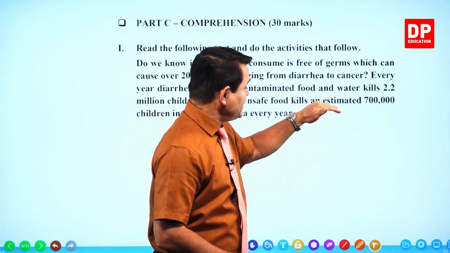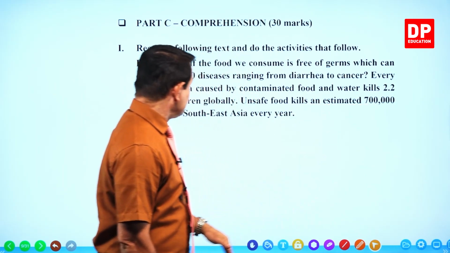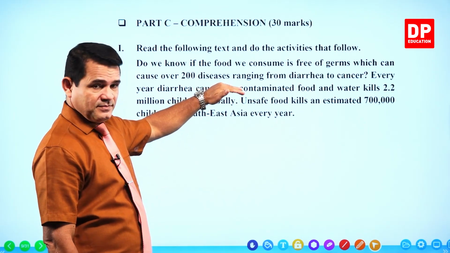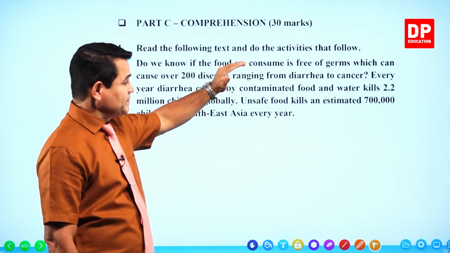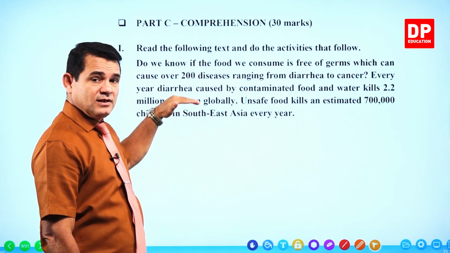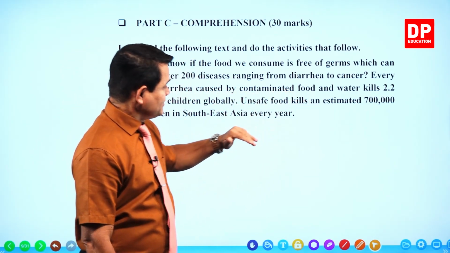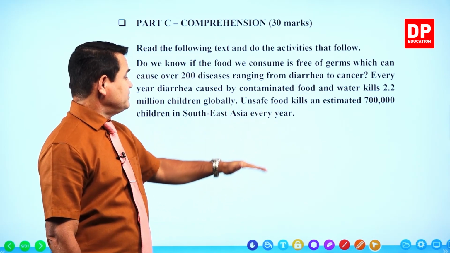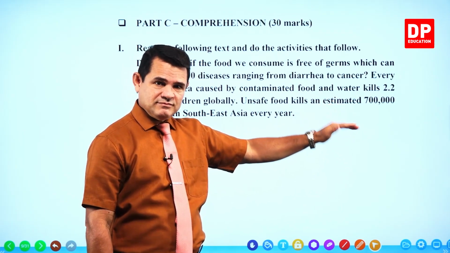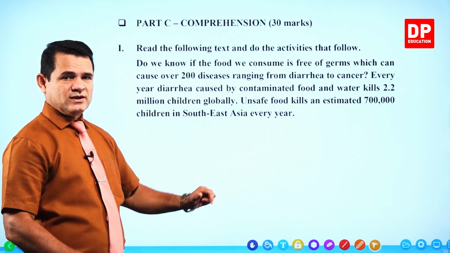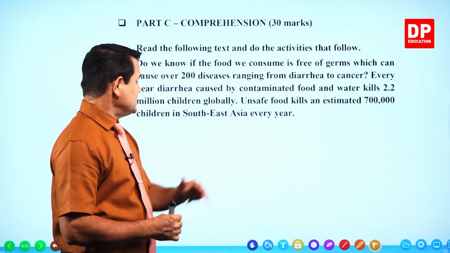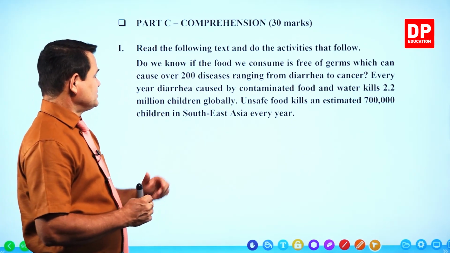Unsafe food kills an estimated 700,000 children in Southeast Asia every year. Not only that, as well as this many people falling sick, 700,000 children die in East Asia. Food kills, meaning they die. About 700,000 children die annually for this reason, in East Asia, Southeast Asia alone. So that's the paragraph, right?